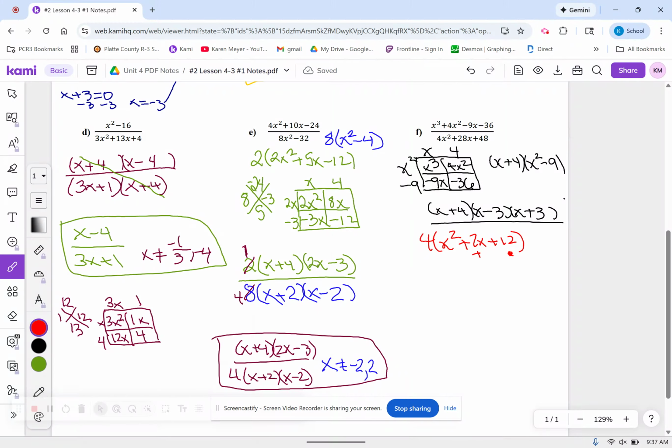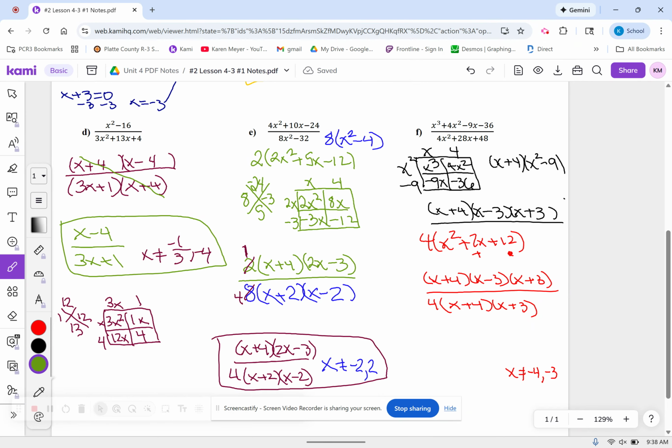So I'm going to rewrite the whole thing. So here's my top. X plus 4, x minus 3, x plus 3. On the bottom, I have my GCF, and then I have x plus 4, x plus 3. Okay, restriction. You don't have to pay attention to the 4 because it doesn't have a variable x on the outside with it. The first parentheses would be -4, and the second parentheses would be -3.